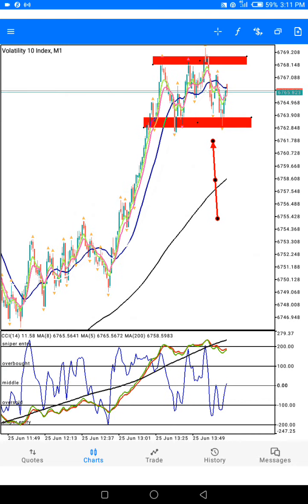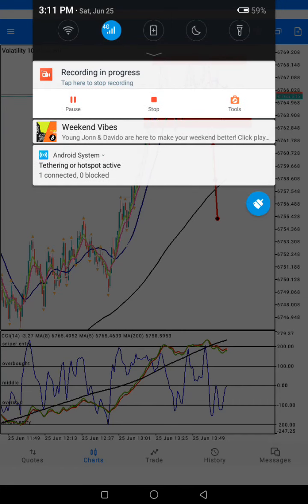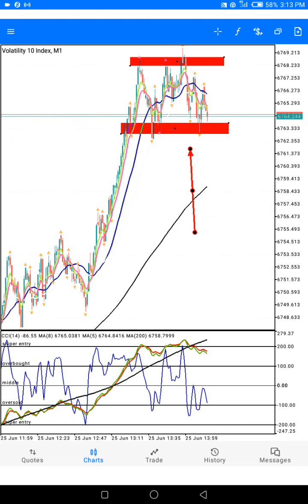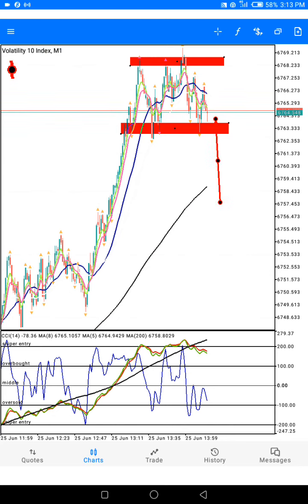Let me pause it a bit. Yeah, you see the price is still pushing. It has pushed to the resistance zone again. It has come to the support zone again. This is the support zone. It has come to retest the zone. If it can penetrate, if it can pass through, now we are still observing the movement.